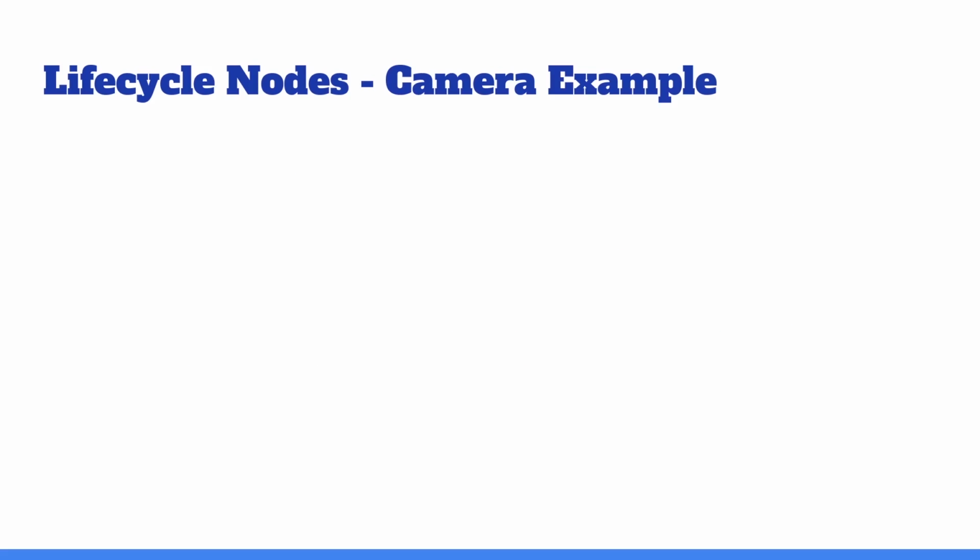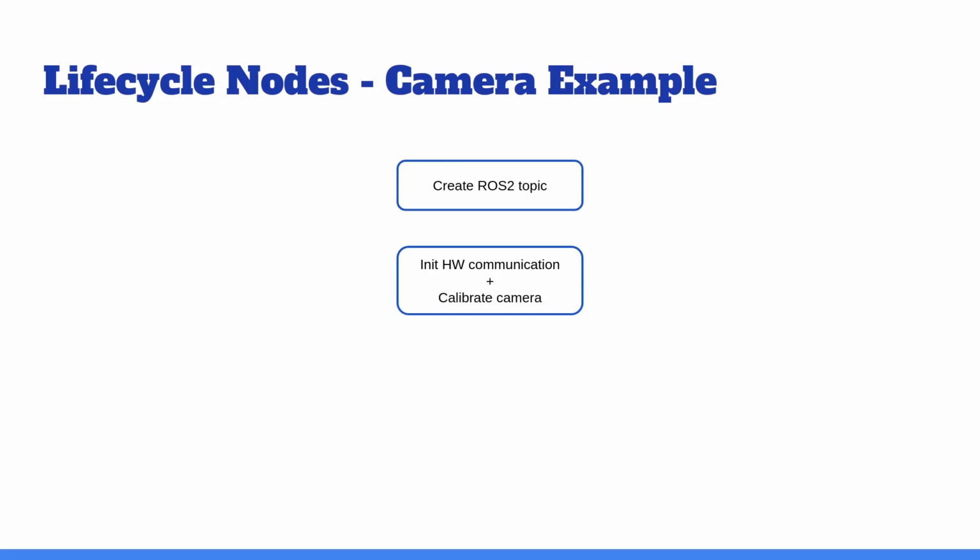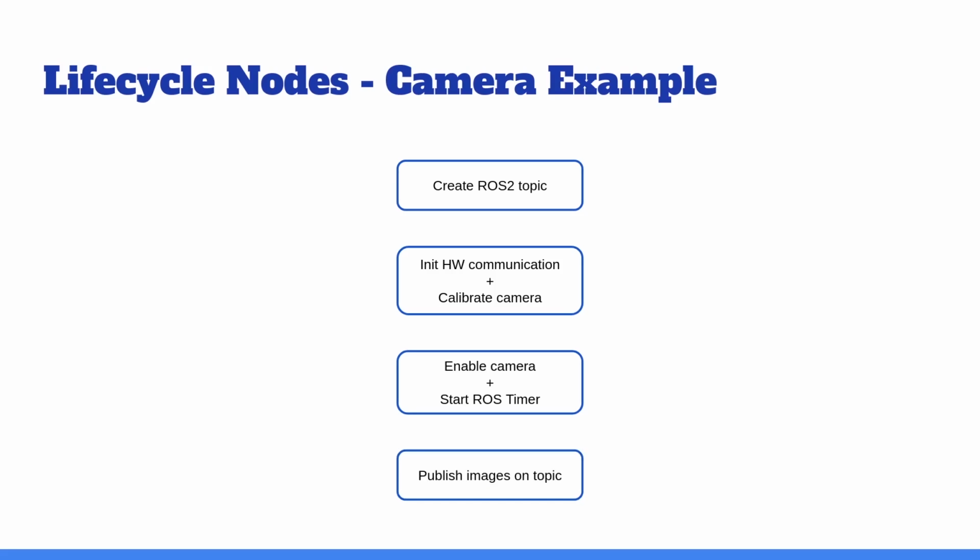Imagine you are writing a node to read images from a camera and to publish those images to a ROS topic. What you would do in the code is to create the ROS2 topic and other ROS communications. Then you would initialize the communication with the camera, maybe do some calibration. And then when everything is ready, you can enable the camera and start a ROS timer, for example, to publish the images on the topic at a given frequency. And all that would be started somewhere in the constructor of the class or just after you call the constructor.